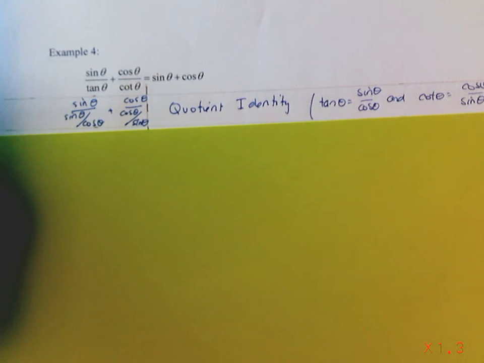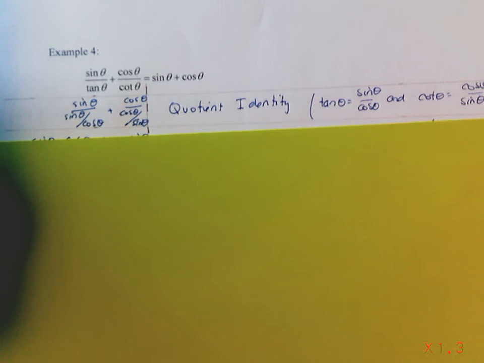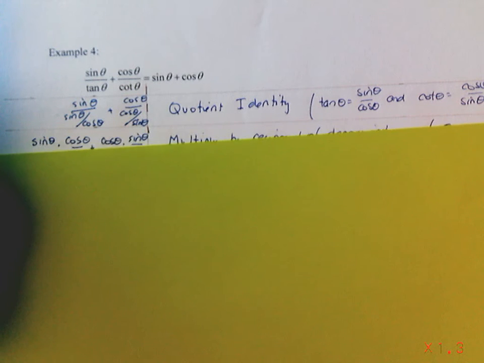Here's my 4th example. I have sine theta over tangent theta plus cosine theta over cotangent theta on the left-hand side, and sine theta plus cosine theta on the right-hand side. So it looks like I need to get rid of the fraction and get rid of tangent and cotangent. The way I'm going to do that, first of all, I'm going to use a quotient identity, and I replace tangent theta with sine theta over cosine theta, and cotangent theta with cosine theta over sine theta.